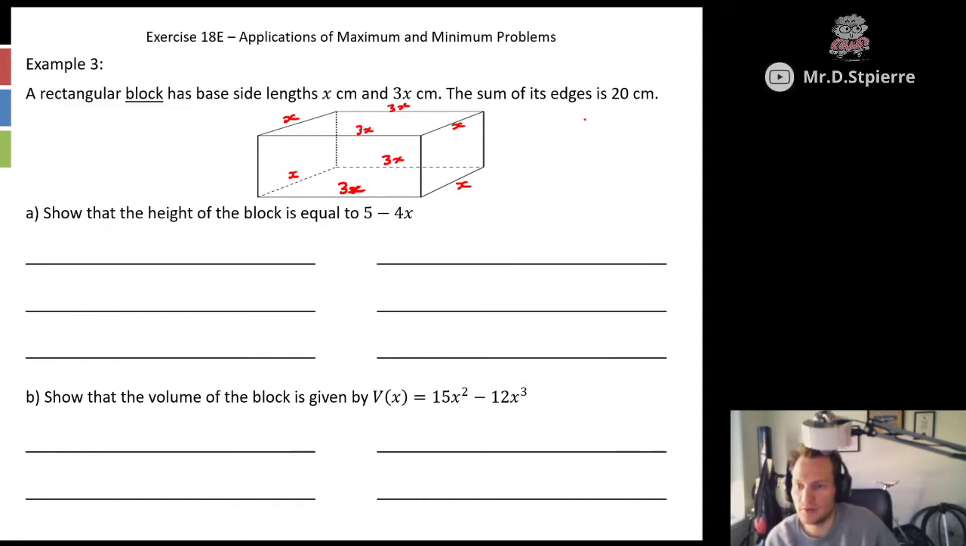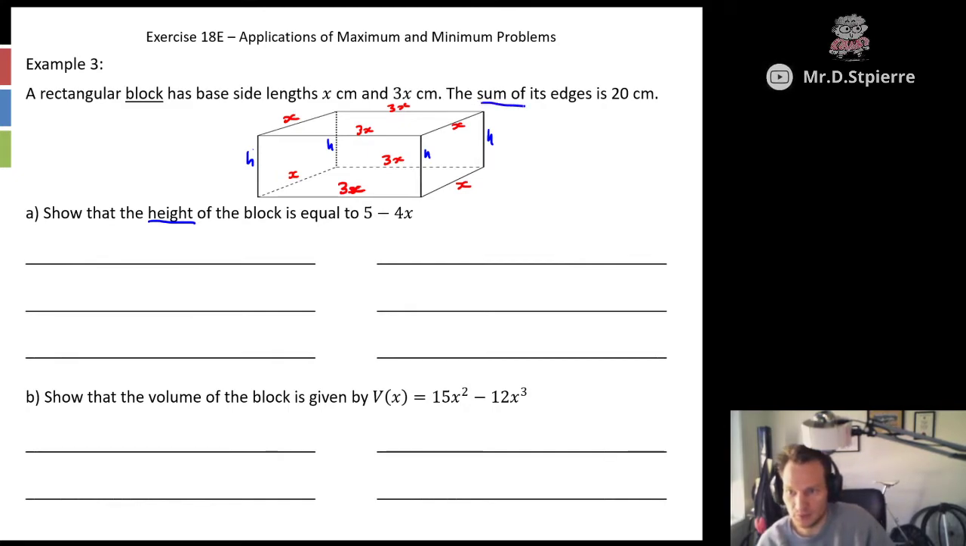The sum of its edges is 20 centimeters. Okay, so we also have something that we don't know. Show that the height, we have the height there, and there, and there, and there.